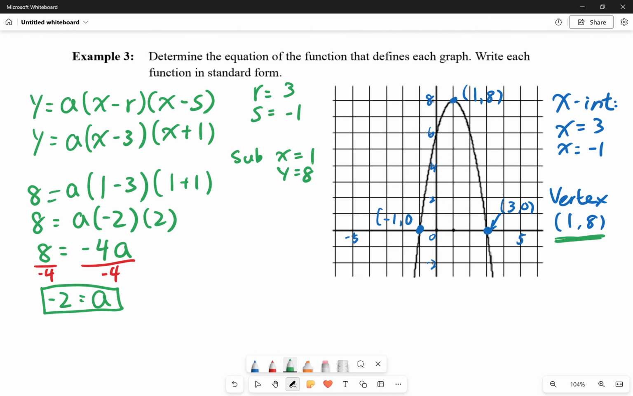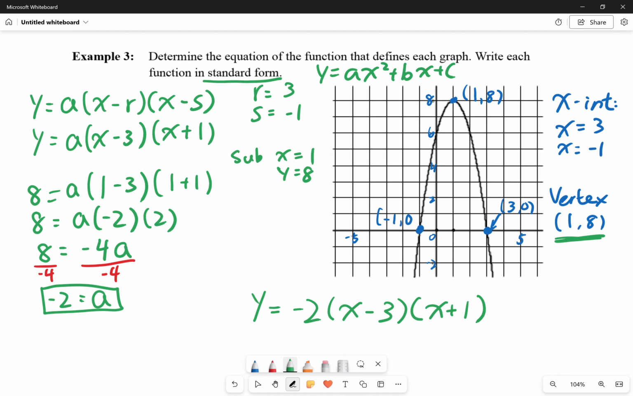Perfect. So let's put that back in my equation. My equation now becomes negative 2 times x minus r times x minus s. Oh, wait. No, it's not. I actually have to fill in r and s. So r is 3. S is negative 1, which means I need to flip that sign. Okay. So that's my equation. It's not in standard form, though. It does say write each equation in standard form. Standard form is y is equal to ax squared plus bx plus c. So I'm not quite done yet.